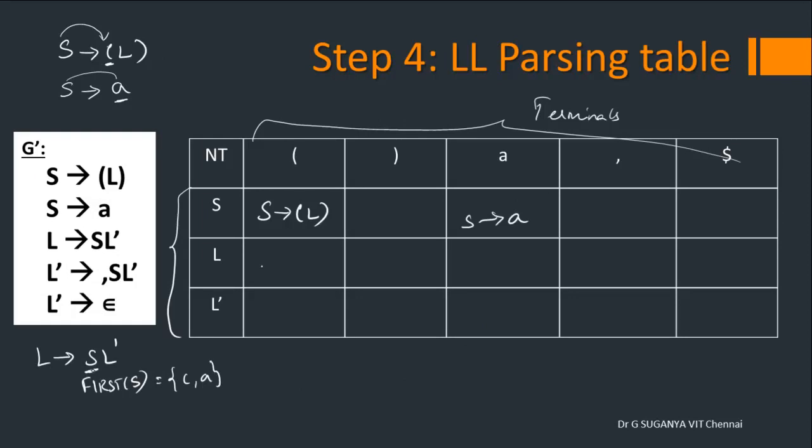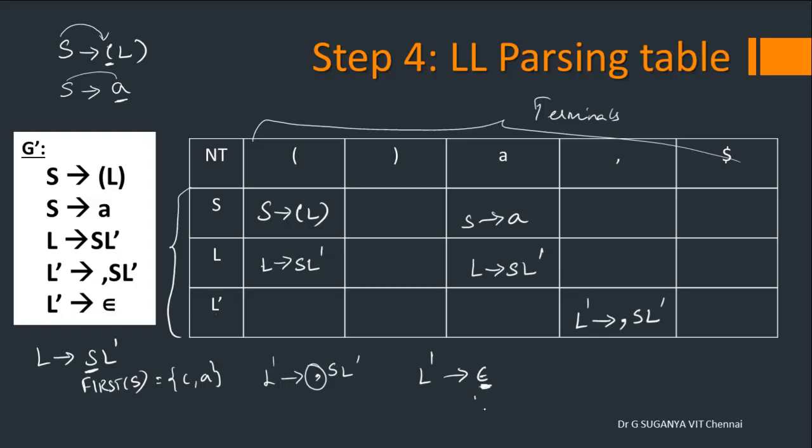So in L comma left bracket, we have to add L gives S L dash. In L comma A, you have to add L gives S L dash. Fine. Now coming to the fourth production, L dash gives comma S L dash. The first symbol is comma. So in L dash comma comma, you have to add L dash gives comma S L dash. The last one is L dash gives epsilon.